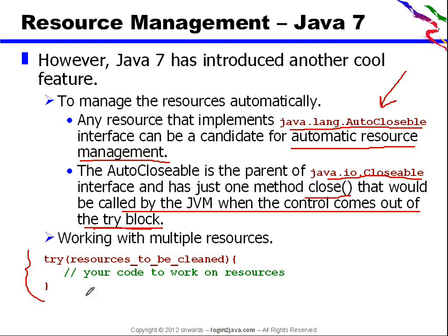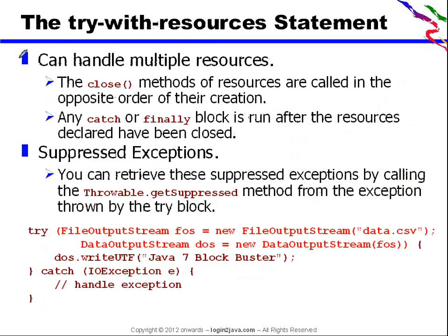Can handle another beauty, can handle multiple resources. The close method of resources are called in the opposite order of their creation. Let's see this example first. This is file output stream, and then this is data output stream. The same example with Java 7 that we have just saw.